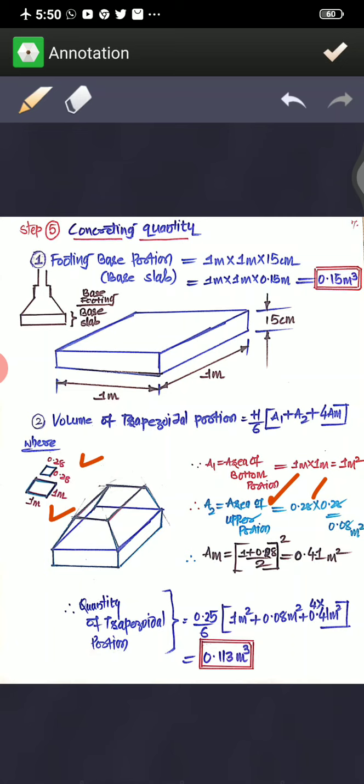So if you put these things into the formula, h is the height for that tapered portion, which is 25 centimeter. If you see the cross section, you can see that this is 25 centimeter. So that is 0.25 divided by 6 times (1 meter square plus 0.08 meter square plus 4 times 0.41 meter square), it is going to be 0.113 meters cube. So this is the volume of the trapezoidal portion. All these quantities here are meter square, multiplied with meter, so you'll be getting meter cube.